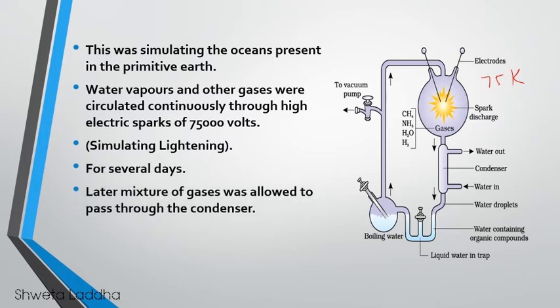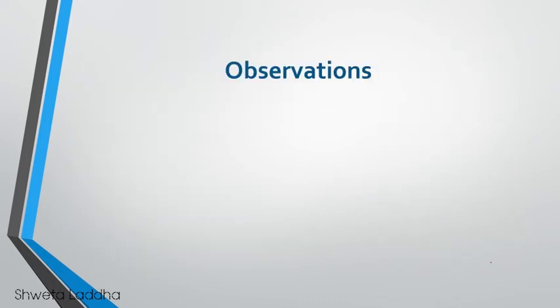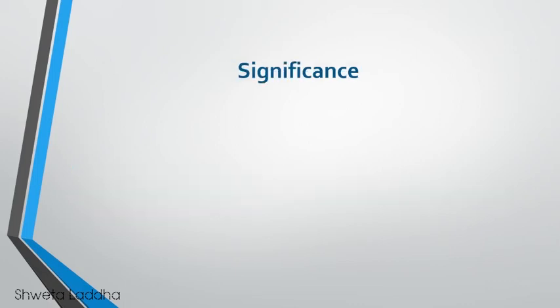Later, the mixture of gases was allowed to pass through a condenser. You can see here the condenser. The mixture of gases was now allowed to pass through the condenser. Liquefied mixture was collected at the trap. This is the trap present at the bottom of the apparatus. What were the observations? The trapped product was analyzed for its content, and it was found that a variety of simple organic compounds, especially amino acids and sugars, were formed. So, amino acids and sugars were formed in that trapped region.